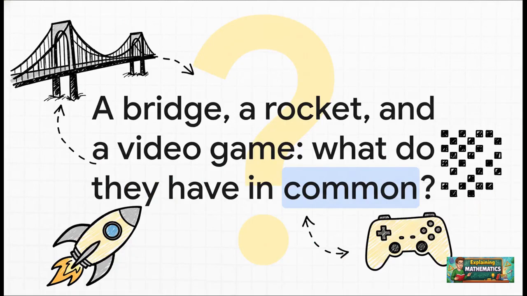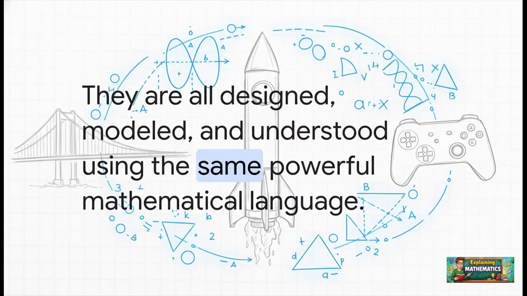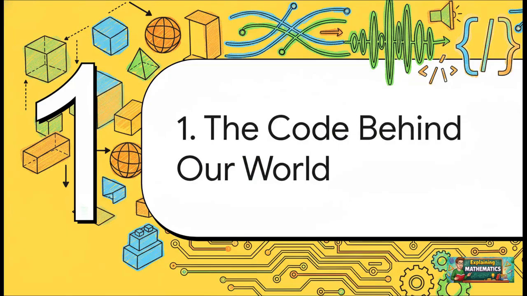So let me ask you a question. What in the world is the link between the beautiful curve of a bridge, the exact trajectory of a rocket launch, and the amazing graphics you see in a video game? I mean, on the surface, they seem totally unrelated, don't they? Well, here's the secret. They're all described by the exact same really powerful mathematical language. You can think of it like an underlying blueprint, one that governs the shapes and systems that are all around us. And that's exactly what we're diving into today.